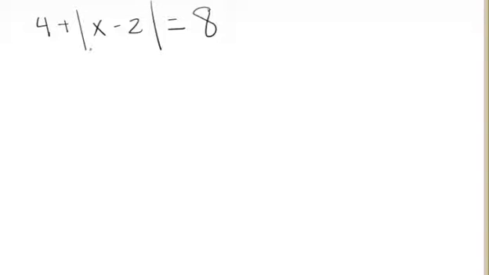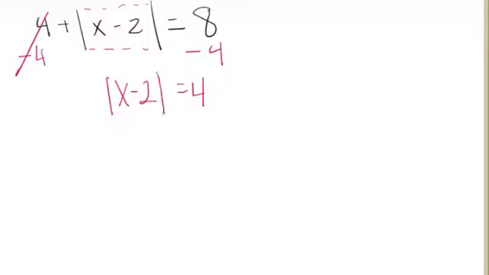Absolute value equations. We practice a lot of these in class here. To get this, we want to first get the absolute value part isolated. There's a 4 out here. He's not multiplying because there's an addition sign here. So to get rid of him, I have to use the opposite of what he is. Because 4 minus 4 would go to 0, and 8 minus 4 is 4. So this is what we end up with.